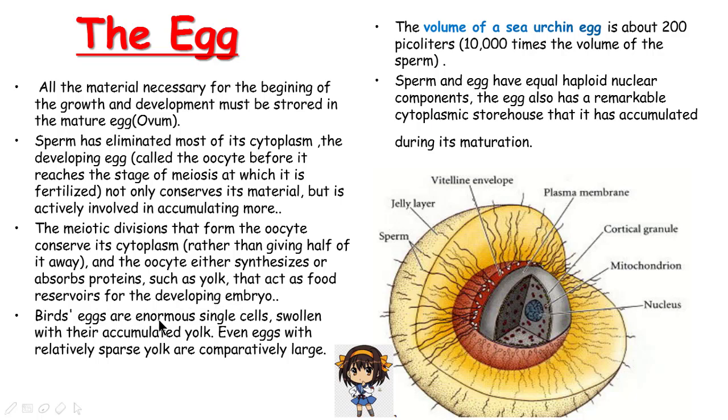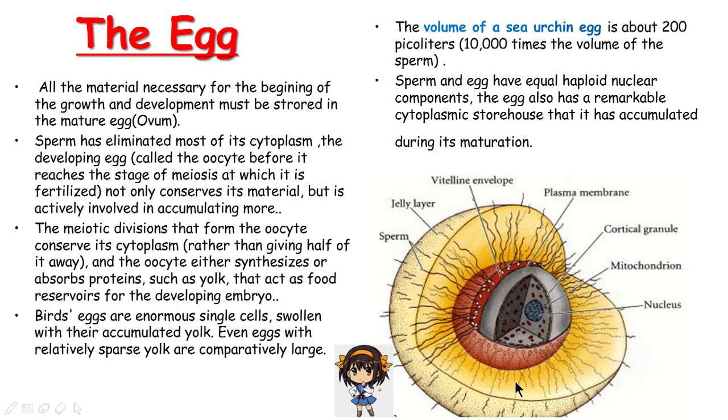Bird's eggs are enormous single cells, swollen with accumulated yolk. Even eggs with relatively sparse yolk are comparatively large. Let's take an example, like the volume of the sea urchin egg. It is 200 picoliters, that is, 10,000 times the volume of the sperm. The sperm and the egg have equal haploid nuclear components. The egg has a remarkable cytoplasmic storehouse that it has accumulated during its maturation.